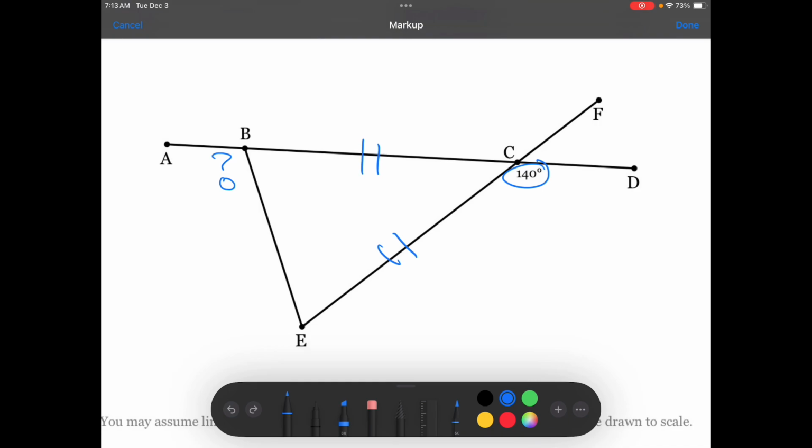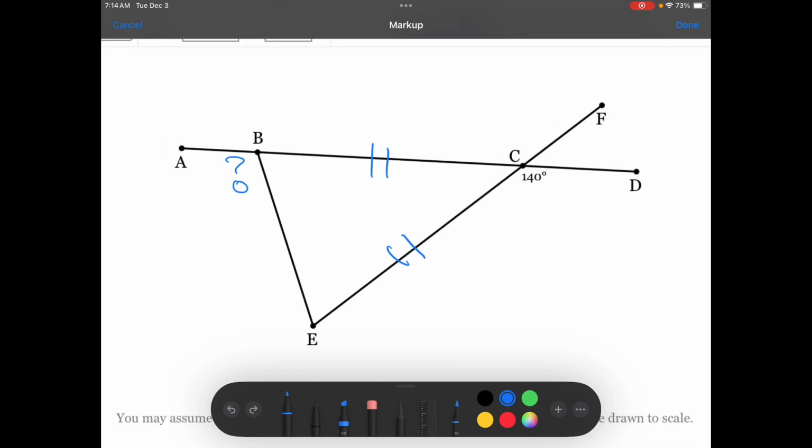All right, the first thing I'm going to notice is I have intersecting lines. So I'm thinking I have some possibilities of a linear pair or even vertical angles, but I want to work my way that way. So I'm going to start off with a linear pair right here. That's going to be angle what? Angle BCE. I'm going to call it angle BCE. And 180 minus 140 is going to leave me with 40.